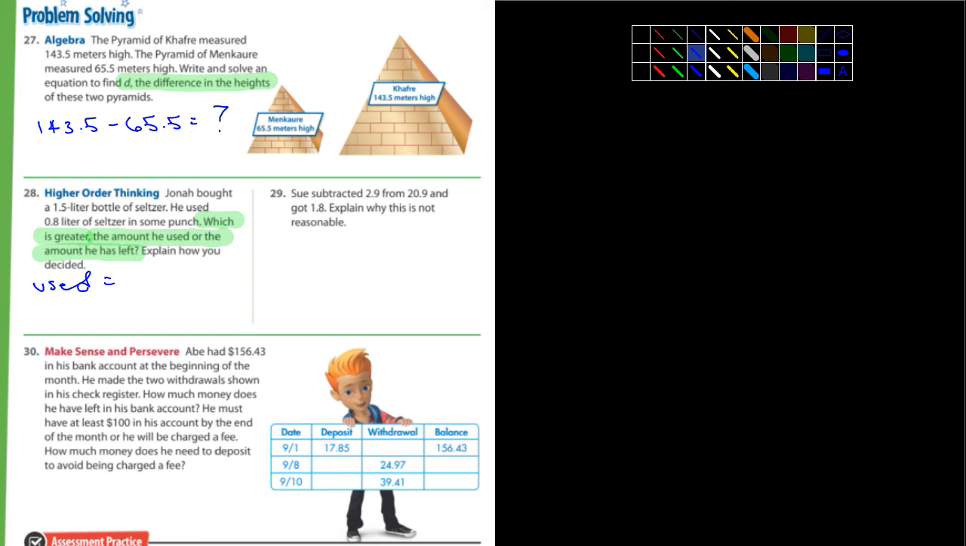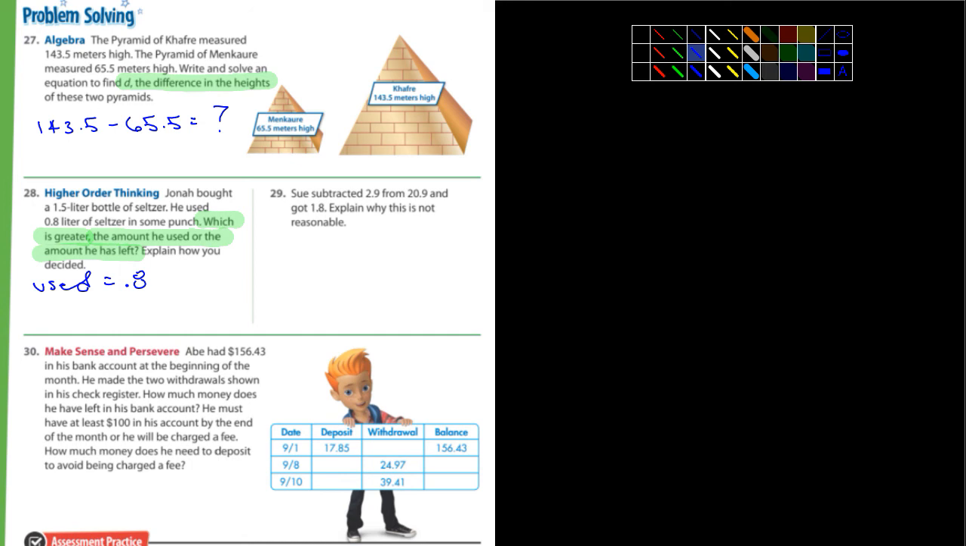Mr. Button, how much did he use? They even give it to us. Can you see it there? Look at it again. Yeah, actually, not 1.8, but 0.8. I could have put 0.8, but it's just easier to write 0.8. That's how much he used.